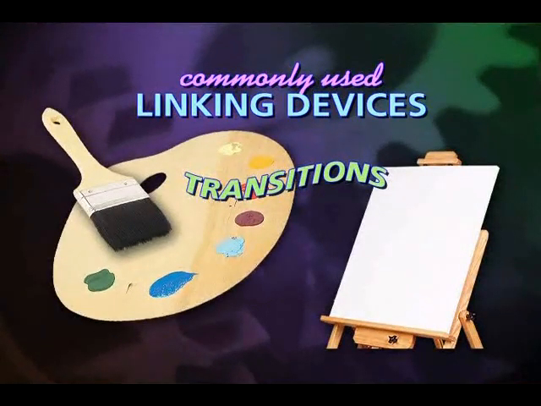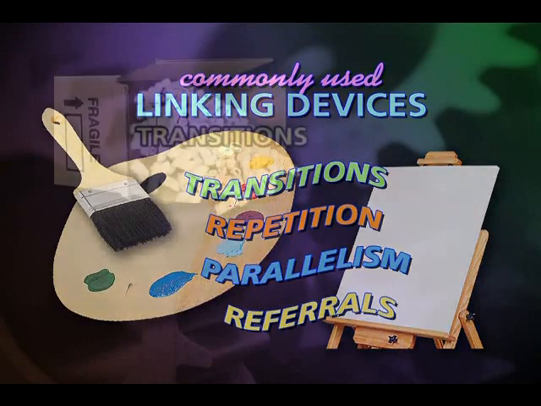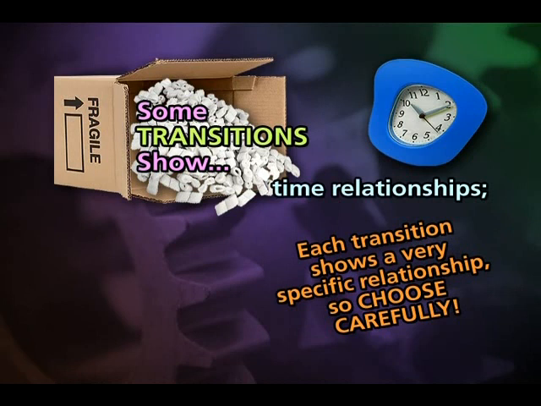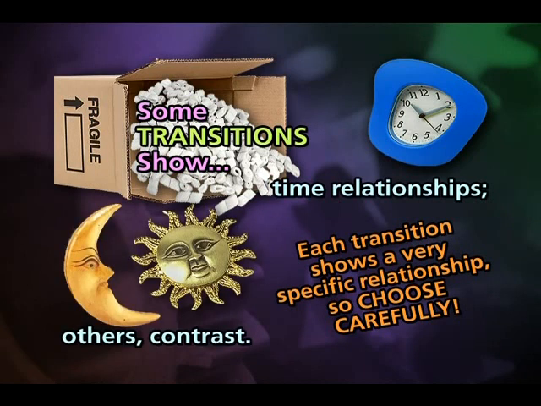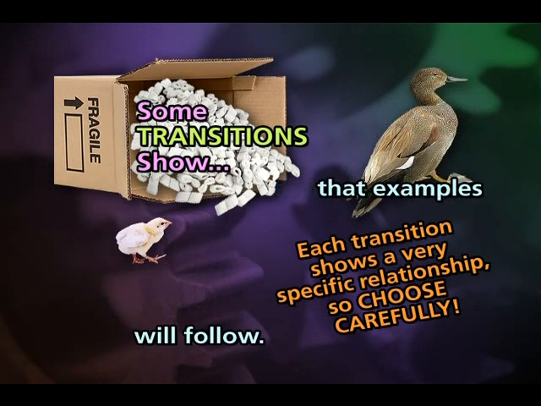So let's take a look now at how you use linking devices and some of the most common ones. They are transitions, repetition, parallelism, and referrals. Let's start with transitions. Each transition shows a very specific relationship, so you want to choose your transitions carefully. Some transitions, for instance, show time relationships, while others show contrast. Certain transitions show that one action is the result of another action. Some transitions show that examples will follow. Let's look at each type of transition now.